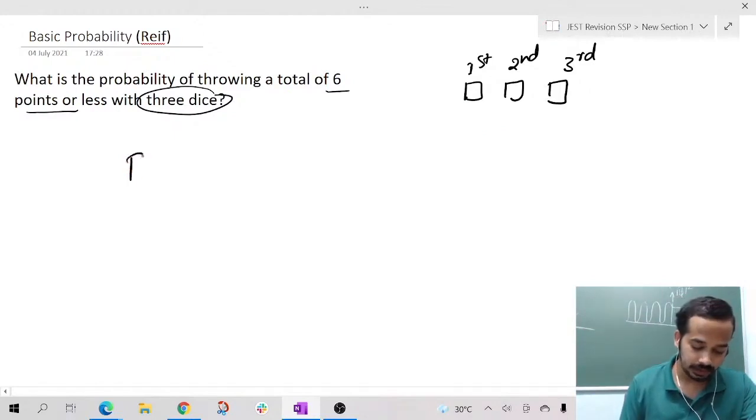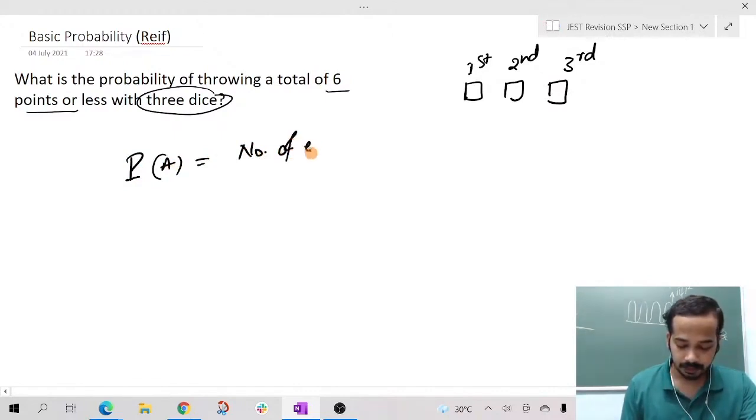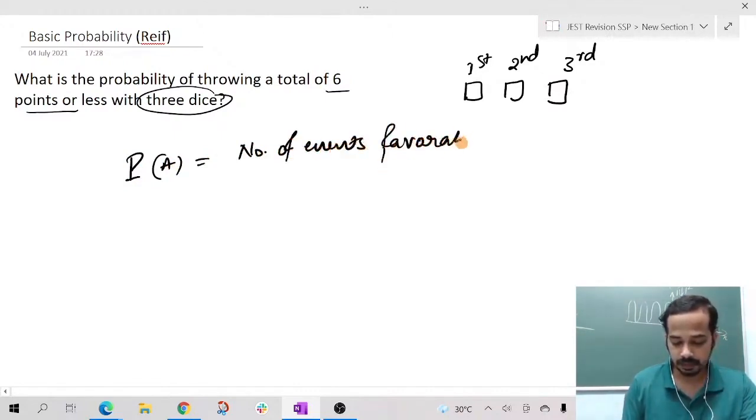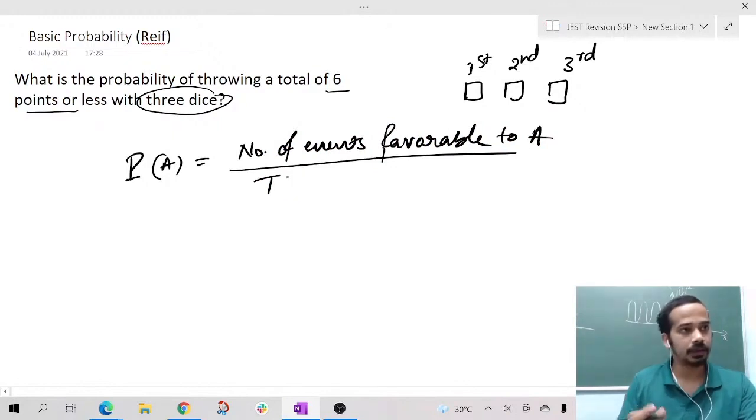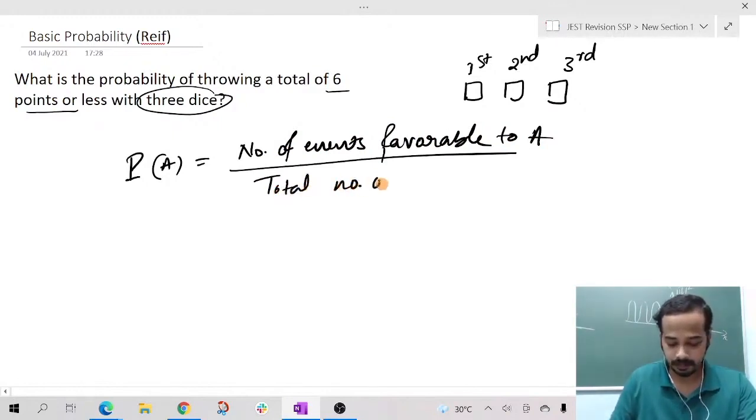So you can define the probability of something A as the number of events favorable to A divided by the total number of possible events. Am I right? That's how you are going to define the basic probability, isn't it?